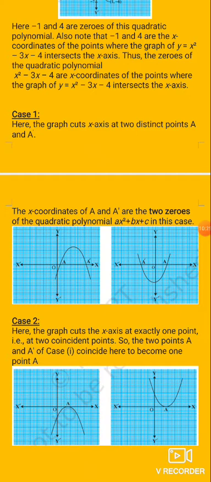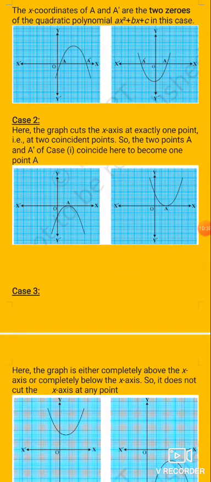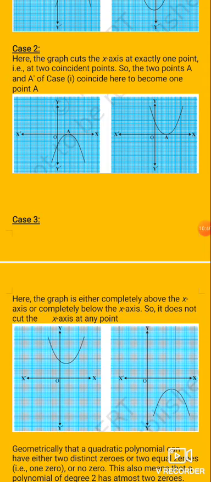We know since it is a quadratic, it has two zeros, but here they are coincident points. So the 2 points A and A dash of case 1 coincide here to become one point A. Now third case: here the graph is either completely above the x-axis or completely below the x-axis. So it does not cut the x-axis at any point.